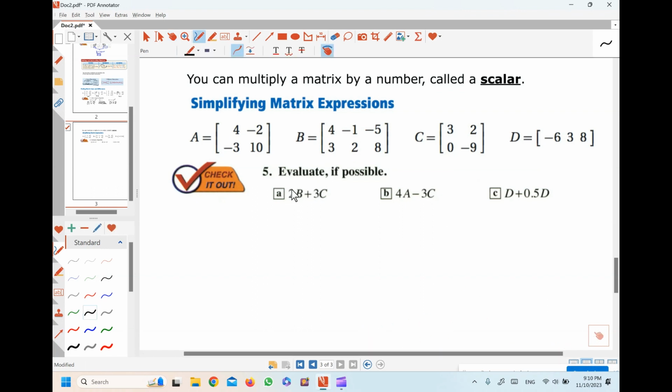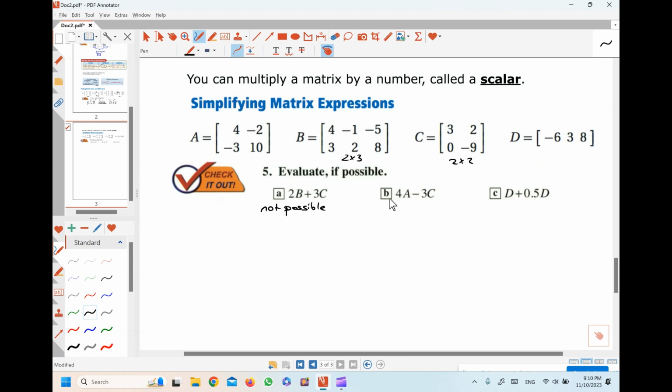The first question is, is it possible to do the addition or subtraction? Before we try adding them, we have to figure out if it is compatible for adding or subtracting. B plus C. The dimensions of B is, we have 2 rows, 3 columns, 2 by 3. Dimensions of C is 2 rows, 2 columns, 2 by 2. 2 by 3 is different than 2 by 2, so we can't do this addition. So it is not compatible for adding. Matrix B and C are not compatible for adding, so it's not possible. Part A is not possible.